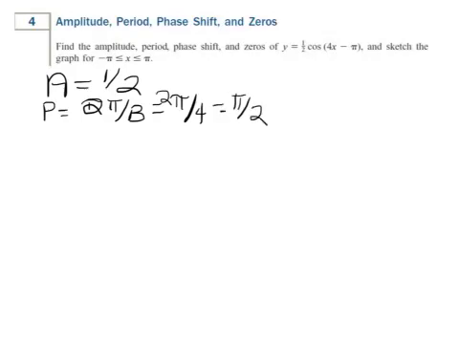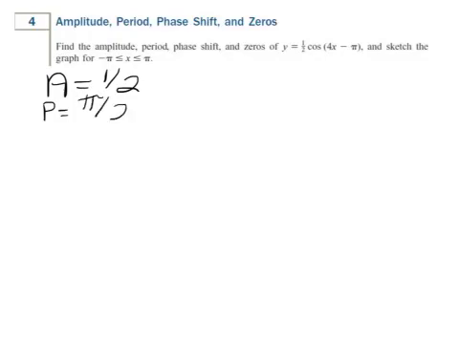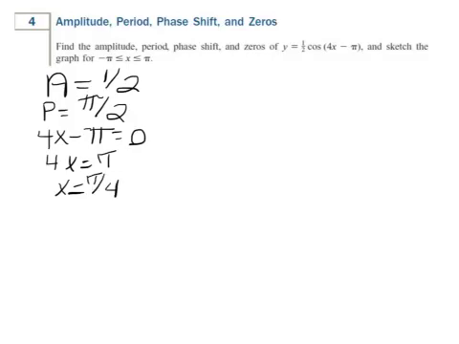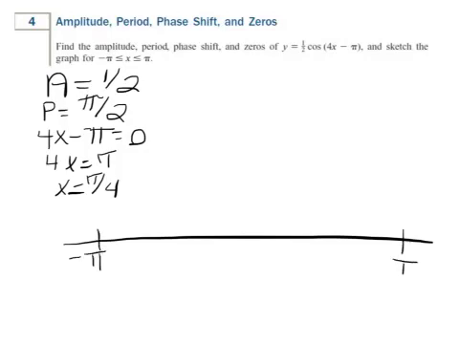All right, let me make some space here. Let's erase this and put just pi over 2. And then our phase shift is -c over b. Well, actually, we're just going to solve for that. 4x minus pi equals 0. So 4x equals pi. So x equals pi over 4. That's our phase shift. Now to graph it, we're going from -pi to pi. So this is going to be pi over 2, and this is -pi over 2.